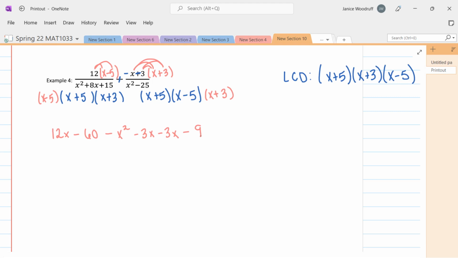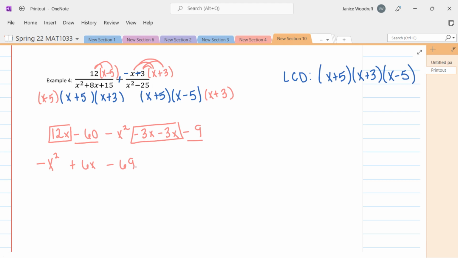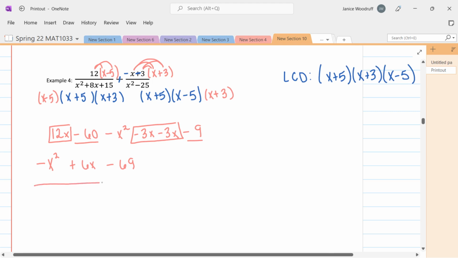Okay, now I'm going to combine the like terms across the top. So I've got the negative x squared by itself. I've got 12x minus 3x minus 3x. That should give me a positive 6x. And then I have negative 60 minus 9, negative 69. All right. Then we'll put that over the common denominator: x plus 5, x plus 3, x minus 5.